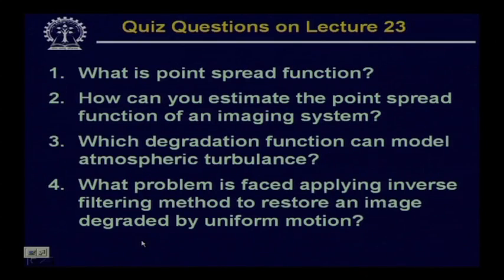The first one is, what is point spread function? The second one is, how can you estimate the point spread function of an imaging system? Third question, which degradation function can model atmospheric turbulence? And the fourth question, what problem is faced applying the inverse filtering method to restore an image degraded by uniform motion?